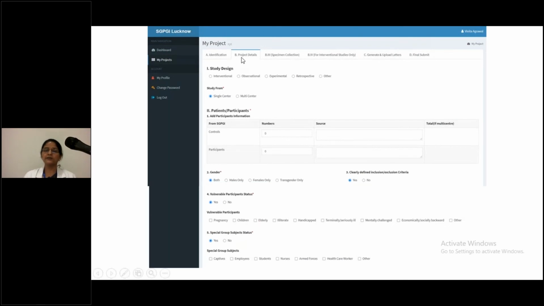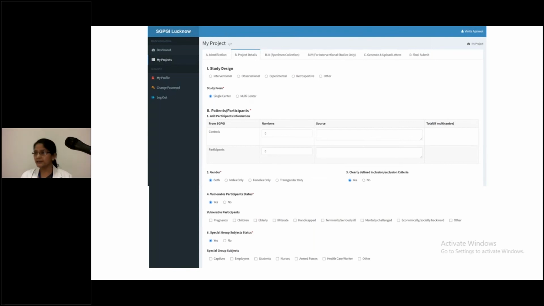Then you add the project details, whether it is an interventional study, observational or experimental, or just a retrospective analysis, whether it is a study from a single center or a multi-center. As soon as you say it is a multi-center, it means that there is a collaborator, and therefore you need to tell us who the collaborator is.